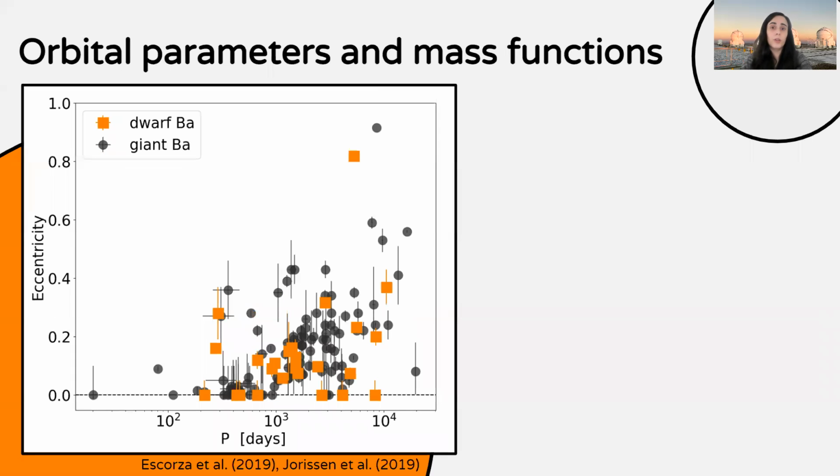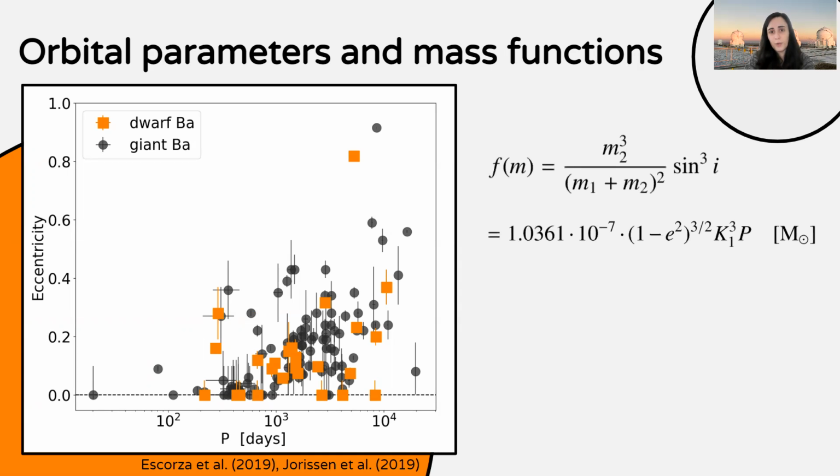Additionally, in order to learn about the white dwarfs, which are basically undetectable, as I mentioned, but they are the ones that contain the information about the AGB star, we also need to learn about their orbits, the binary systems. We also did this, and here I show you the eccentricity and the period of the same sample I showed you before. And a product of orbital fitting is the mass function.